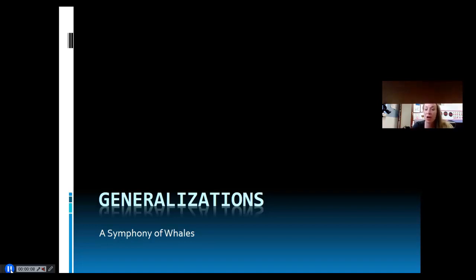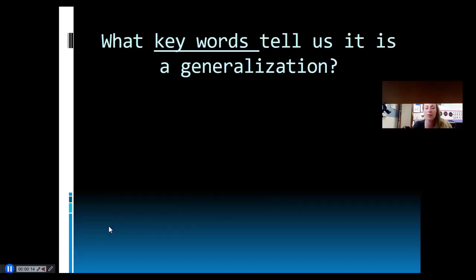Remember, generalizations are general statements that we make about something. So to start, let's go ahead and go over some keywords. Do you remember from yesterday what keywords tell us it is a generalization? Well, some of our keywords are most, many, all, few, and some. Let's go over those again. Most, many, all, few, and some. Those words tell us that we are dealing with a generalization.